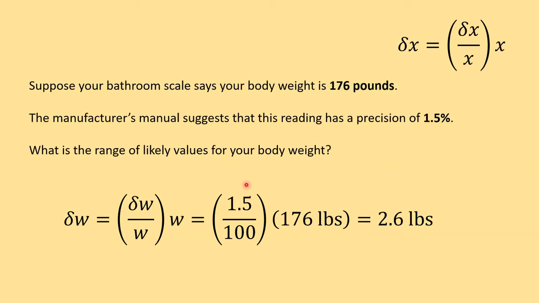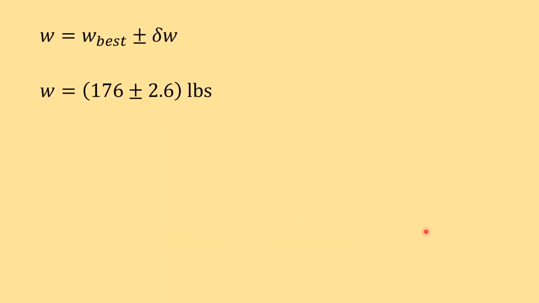So take 1.5% of 176. Notice I wrote it as 1.5 per 100. You could have written it as 0.015, and I get 2.6. All right, so that's like saying your weight could be 176 plus 2.6, or it could be 176 minus 2.6, or anything in between.